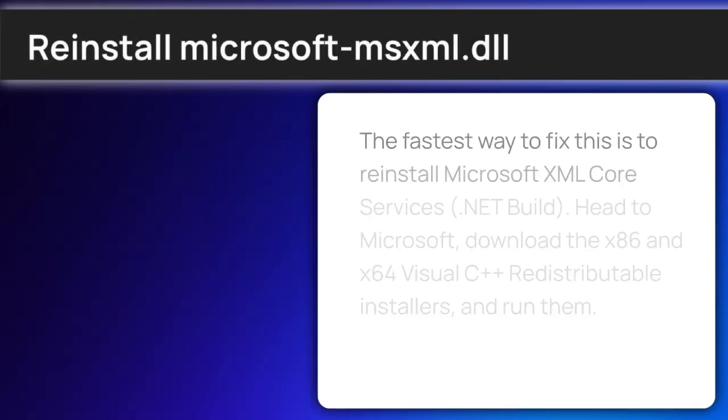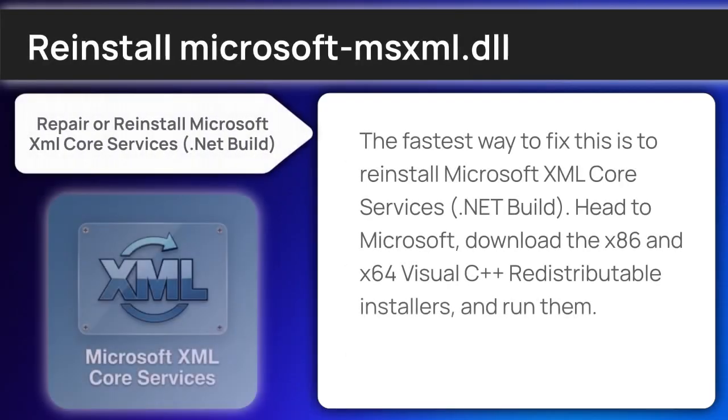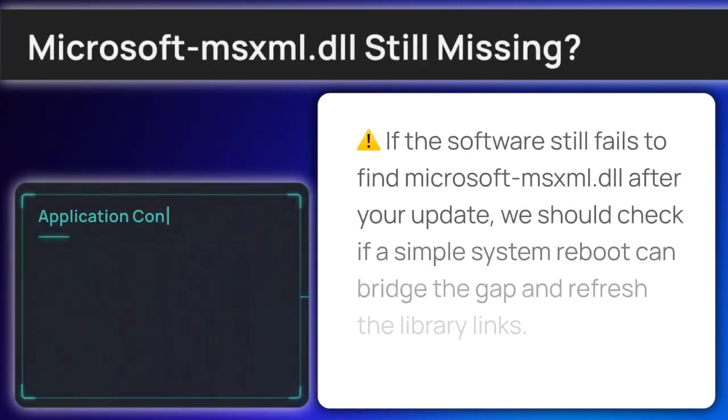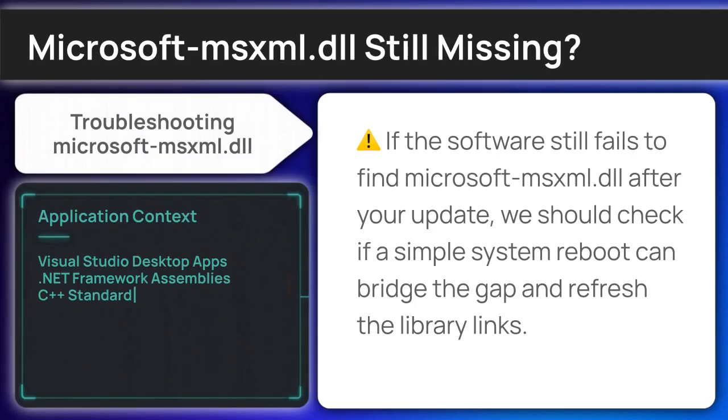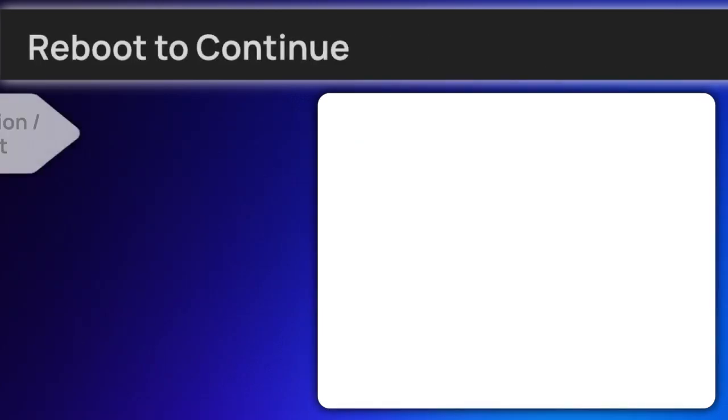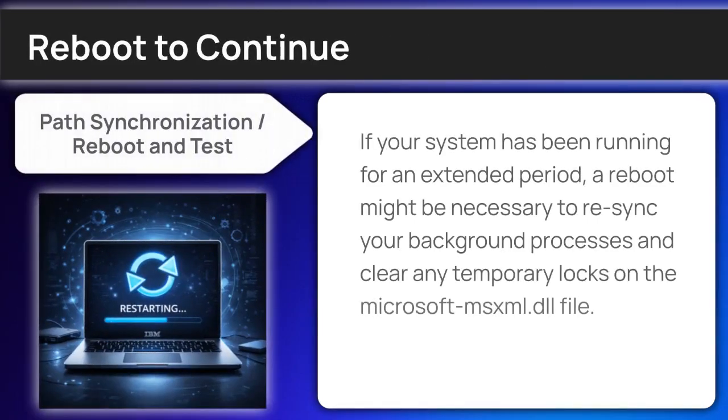The fastest way to fix this is to reinstall Microsoft XML Core Services .NET build. Head to Microsoft, download the x86 and x64 Visual C++ Redistributable installers, and run them. If a standard reinstallation doesn't restore the library, we need to verify if the system environment is properly recognizing the new components. If your system has been running for an extended period, a reboot might be necessary to resync your background processes and clear any temporary locks on the Microsoft MSXML library file.